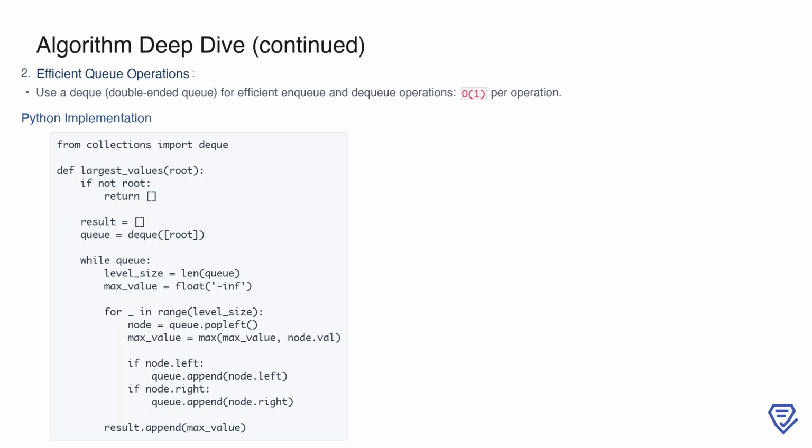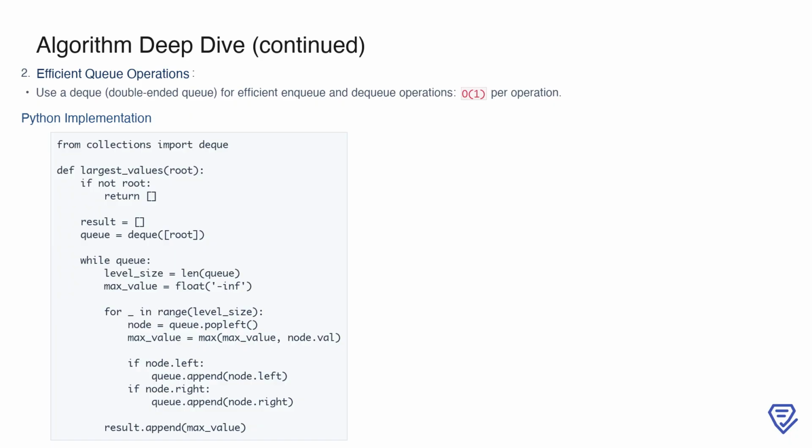Another optimization involves the use of a deque from Python's collections module. Deques allow for efficient enqueue and dequeue operations, each taking constant time, O(1). This ensures that the queue operations remain efficient even for large trees.